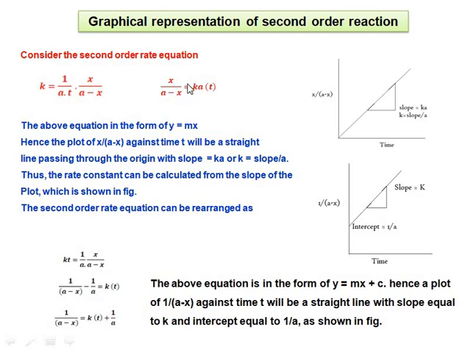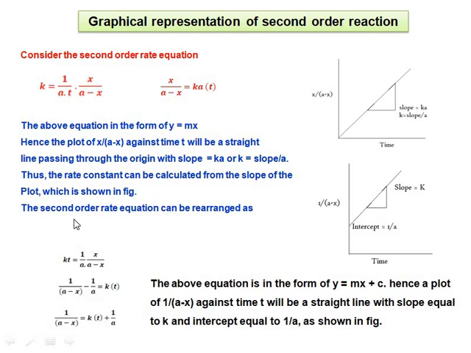So a straight line is obtained which passes through the origin with the slope ka, or k is equal to the slope upon a. Hence, the rate constant can be calculated from the slope of the plot shown here: x upon a minus x versus time gives a straight line passing through the origin, and ka is the slope. Therefore, slope is equal to ka, or k is equal to the slope upon a.